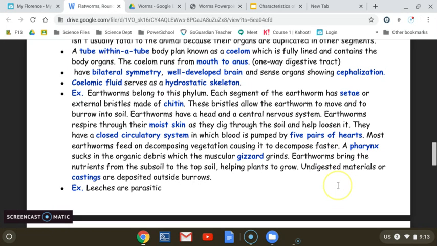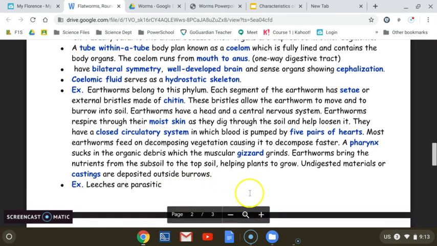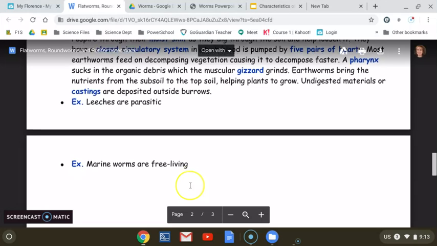When they feed on decomposing vegetation, it causes it to decompose faster. They have a pharynx, which sucks in the organic debris, and a muscular gizzard grinds it. They bring the nutrients from the subsoil to the topsoil, which helps plants to grow. Undigested materials, or castings, are deposited outside the burrows. For example, leeches are parasitic, and marine worms are free-living.